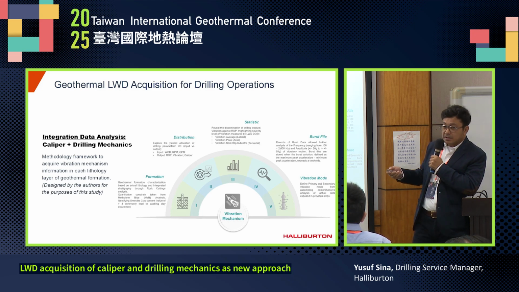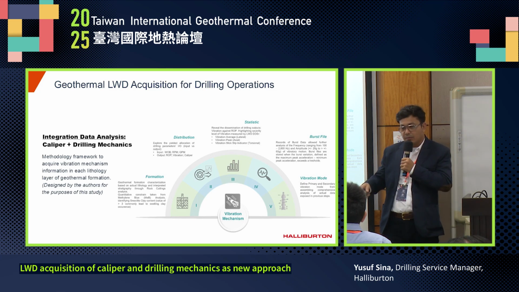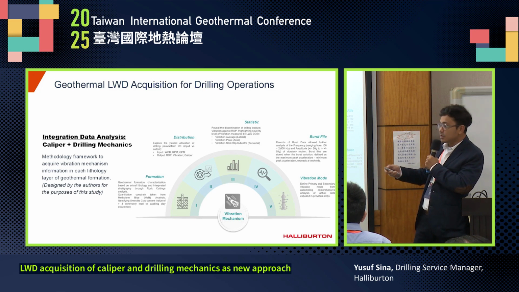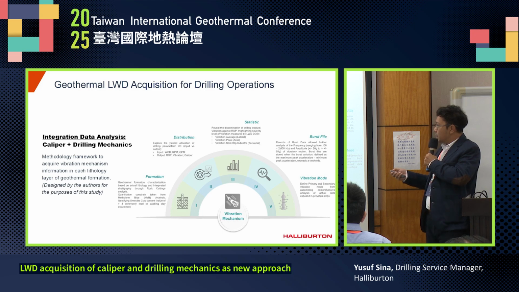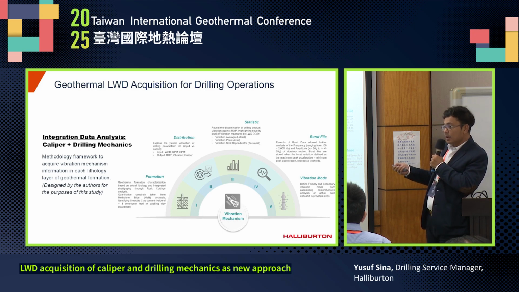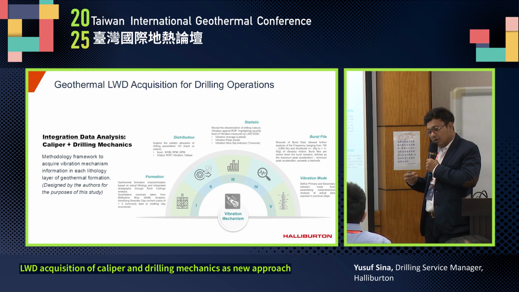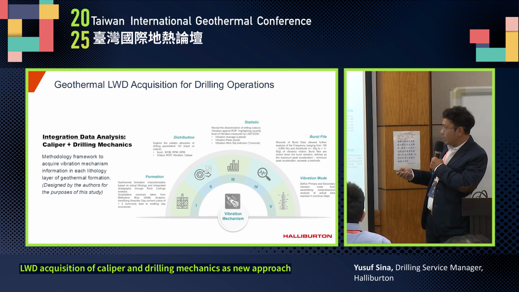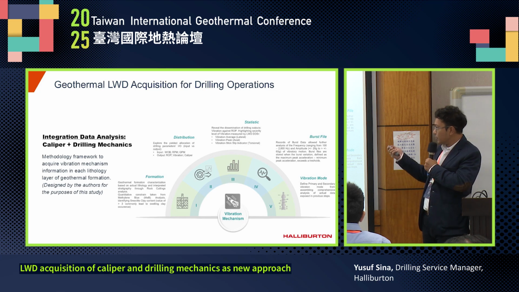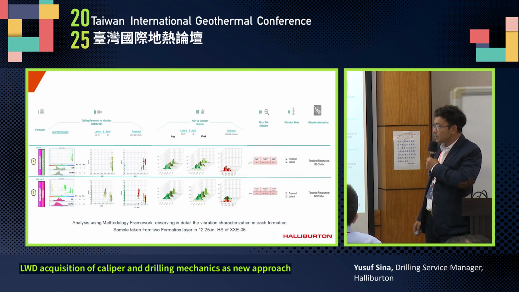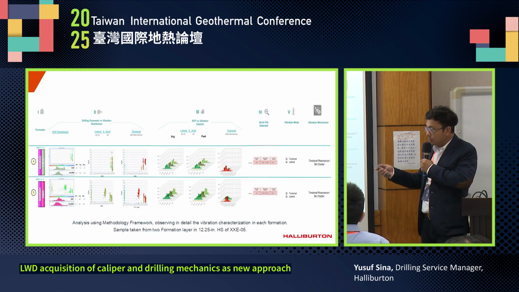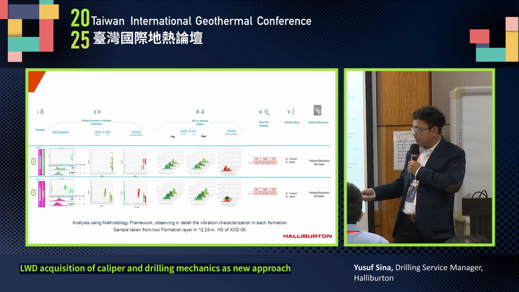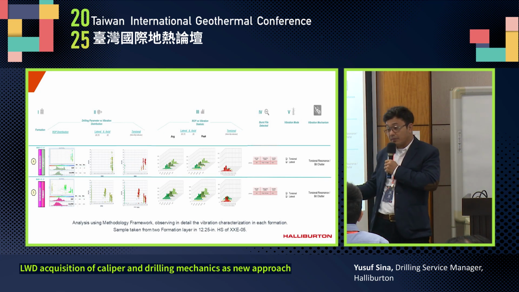The third one is the statistics, where we see the statistical data of where the vibration happens and the spread of the vibration. The fourth one is the burst file, which is the total vibration data that we receive from the downhole, and from the burst file data we can conclude the vibration mode. Like I mentioned, we put more attention in detail on formation number 4 and number 5, right?